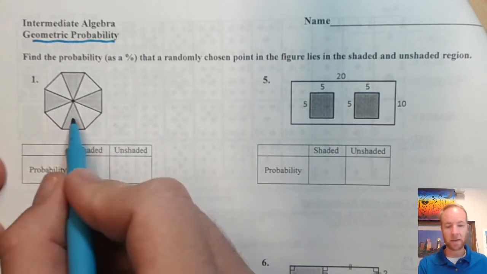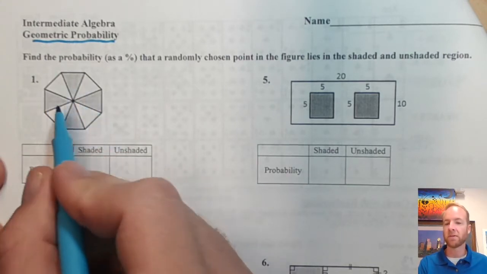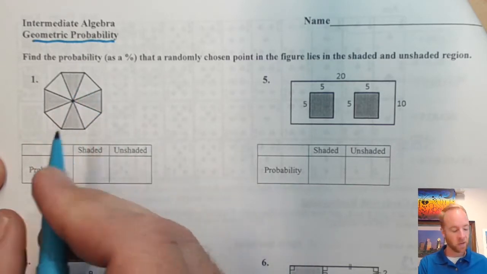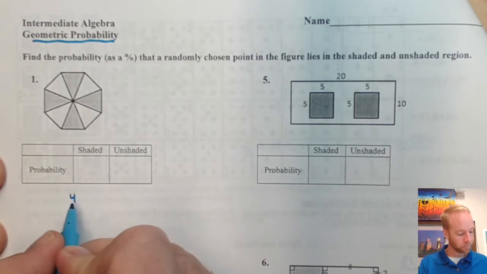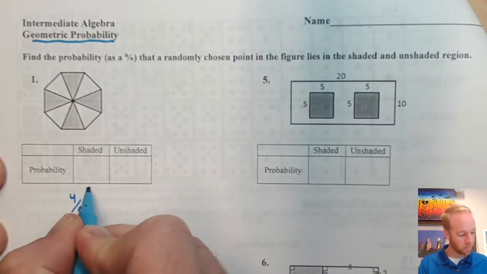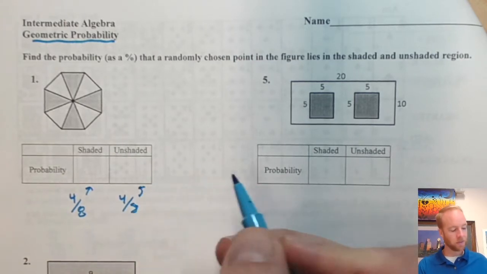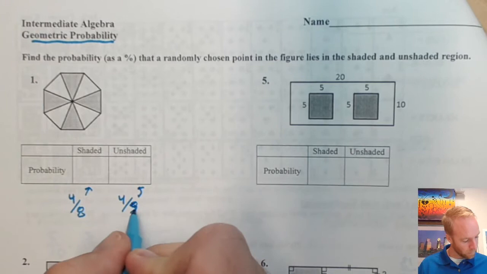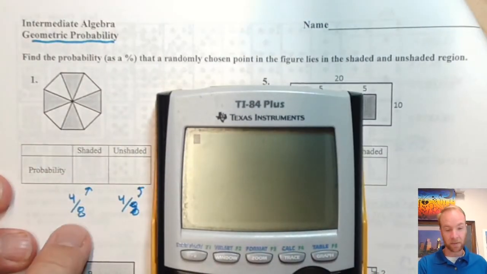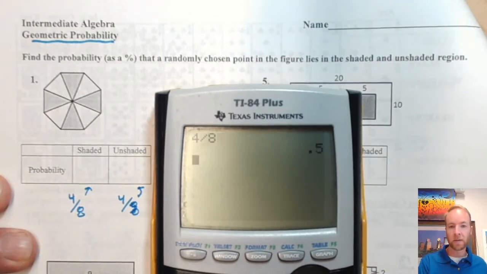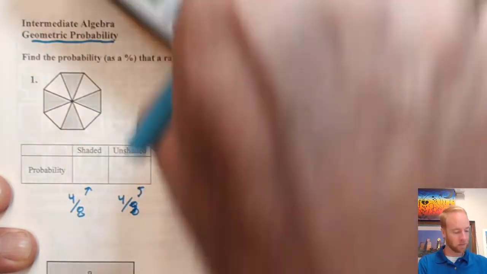And we can see that there are 4 sectors of the shaded region, and there's equally as many unshaded. So 4/8 is shaded, and 4/8 is unshaded. So we can just divide those and determine the percent, and you should probably immediately see that this is going to be 50%. But if you needed a reminder, you do 4 divided by 8 is 0.5, multiply that by 100, and you get the percent, 50%.